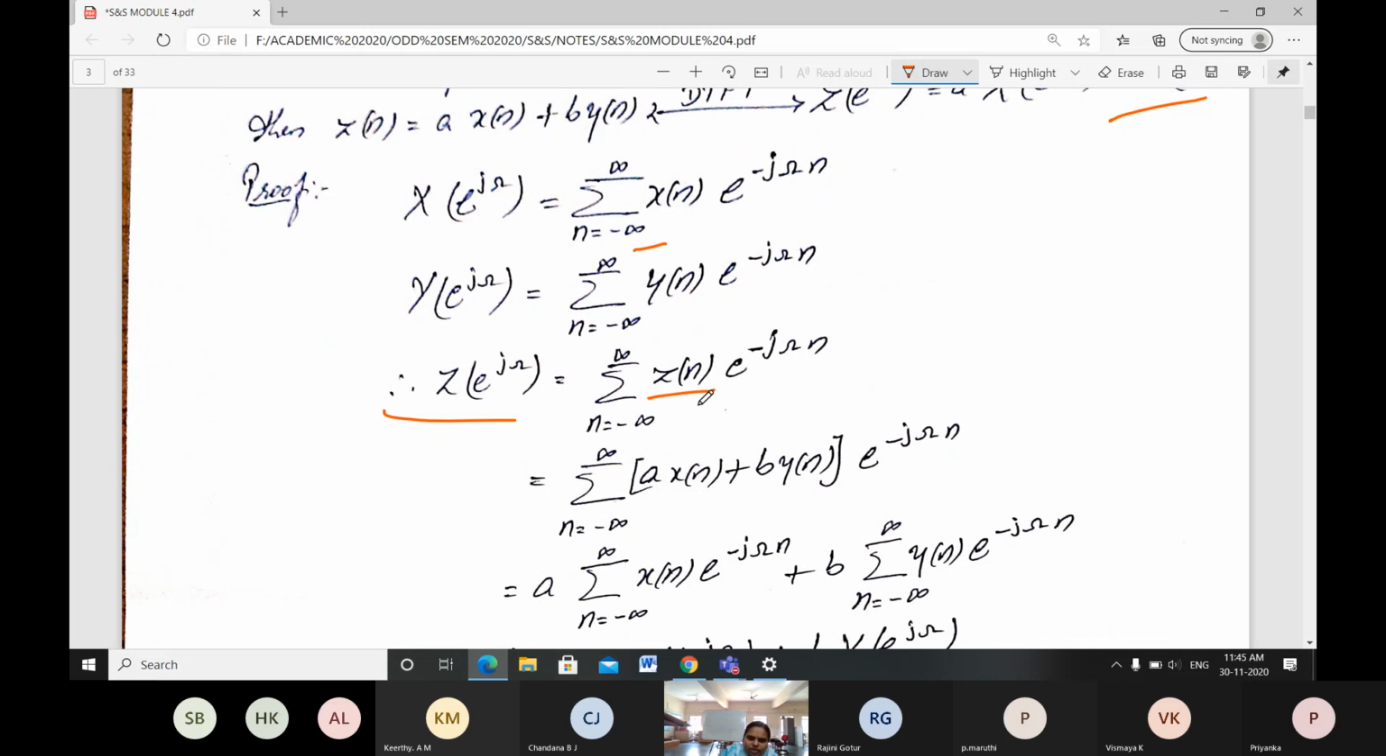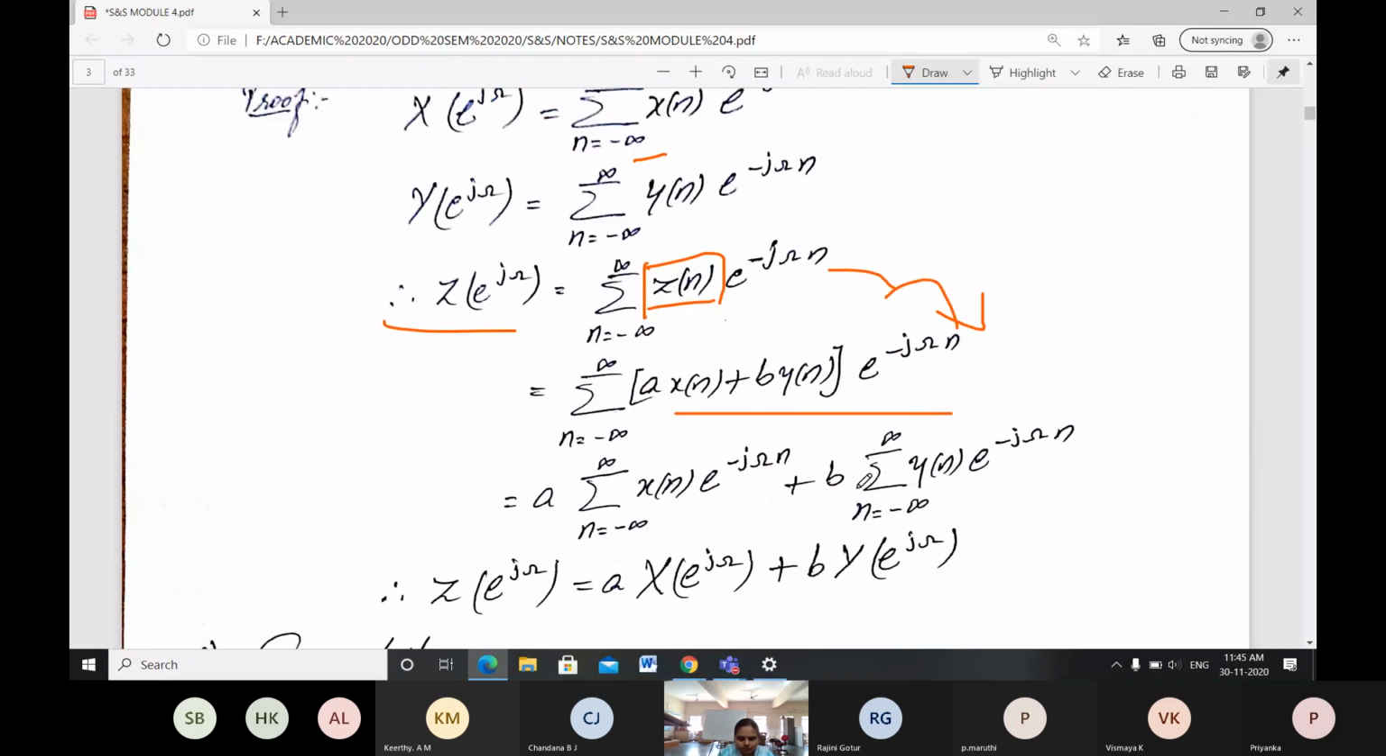Now we have to substitute our z of n. It is considered as a into x of n plus b into y of n. You have to substitute that here, and write the remaining as it is. Then multiply e raised to minus j omega n for the a x of n and also for the b y of n, and take individual summations for x of n and for y of n. So I can write a into summation n equals minus infinity to plus infinity x of n e raised to minus j omega n plus b summation n equals minus infinity to plus infinity y of n e raised to minus j omega n.